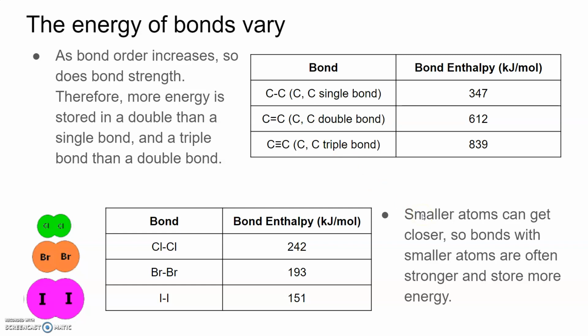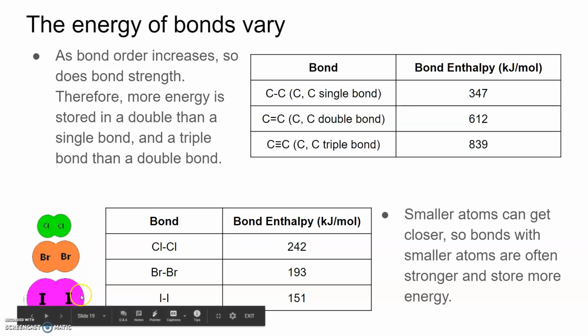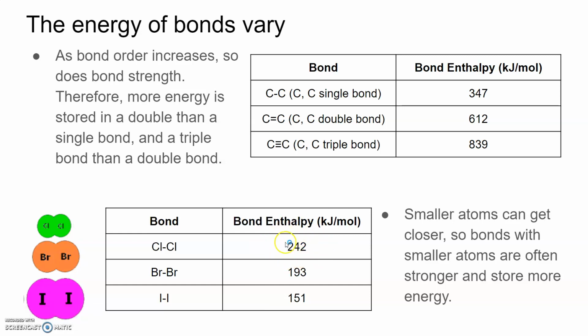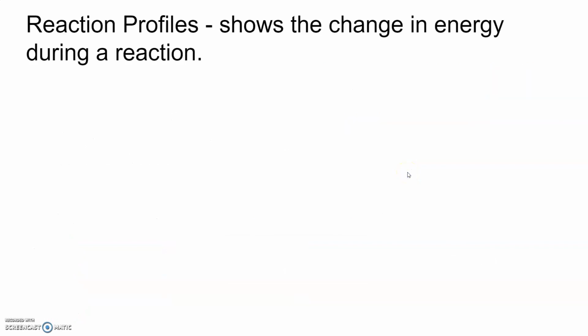Another factor has to do with the atoms that make up the bond. So smaller atoms like chlorine can get closer together, and that will form a stronger bond. And so these stronger bonds store more energy. So if you compare chlorine versus bromine versus iodine, you'll notice that the chlorine-chlorine bond has a higher bond enthalpy because the atoms are closer together, so it's a stronger bond. So these are some of the factors that influence the amount of energy that is released or absorbed when you break or form bonds.